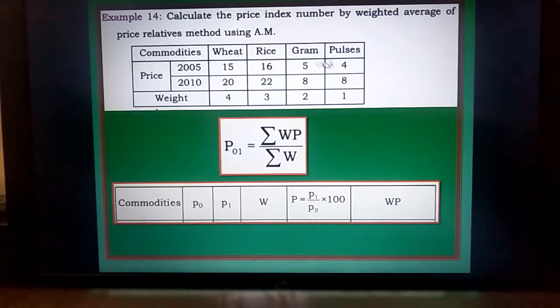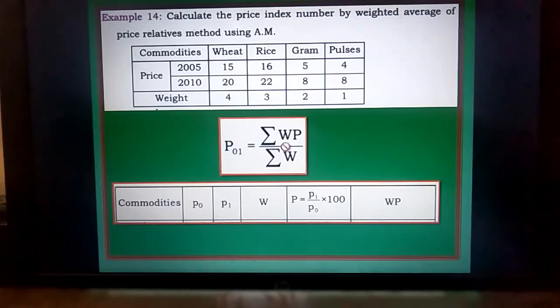The given data you can write in terms of notations first. Commodities first I have taken, and price in 2005 is nothing but price in base year, which is P0. Price in current year 2010 can be written as P1. And weights, let it be taken as W.